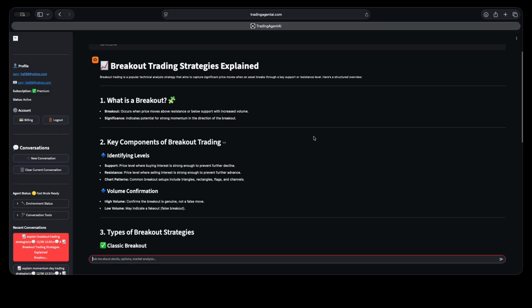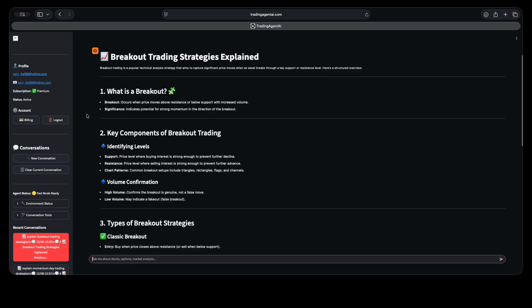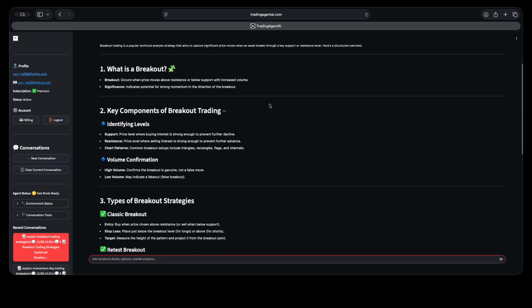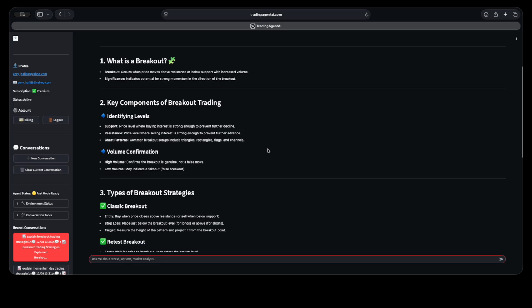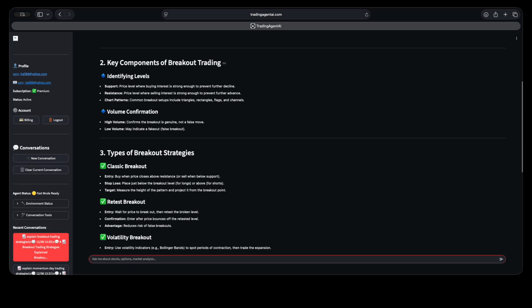So a breakout trading strategy is a popular technical analysis strategy that aims to capture significant price moves when an asset breaks through a key support or resistance level. Here's a structured overview. A breakout occurs when the price moves above resistance or below support with increased volume. The significance of the strategy is that it indicates potential for strong momentum in the direction of the breakout.